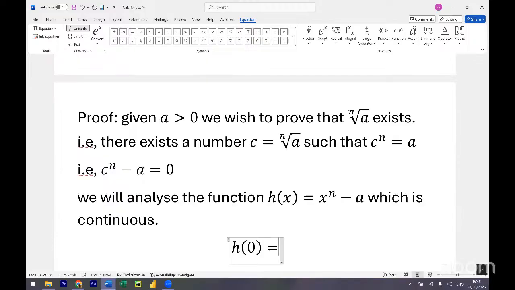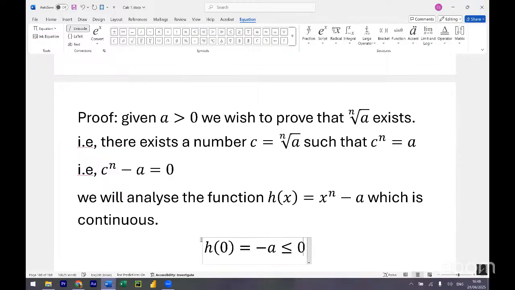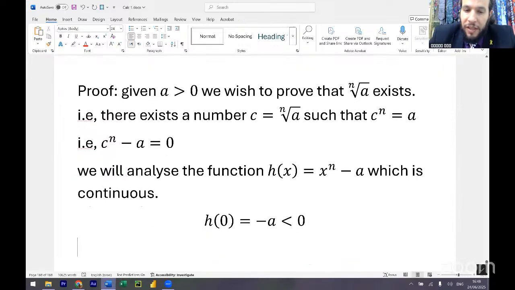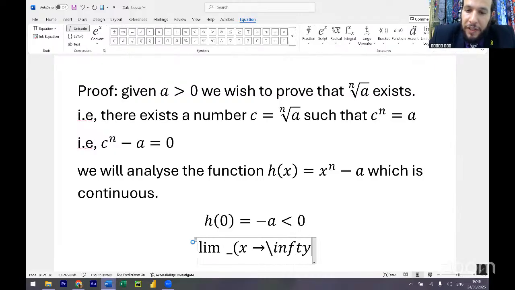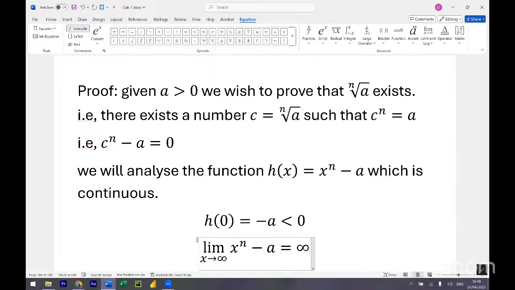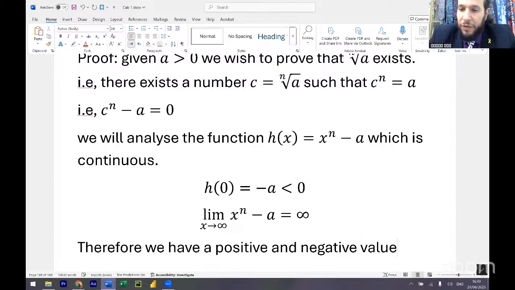It's minus a, which means that it's positive or negative? Negative. So in order for it to have a root, we only need to find some positive value, right? What's the limit as x goes to infinity of x to the n minus a? Infinity. Therefore, we have positive and negative values.